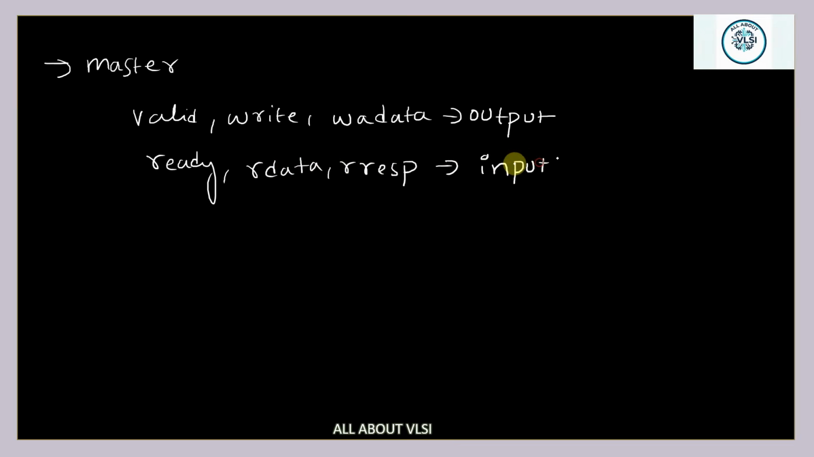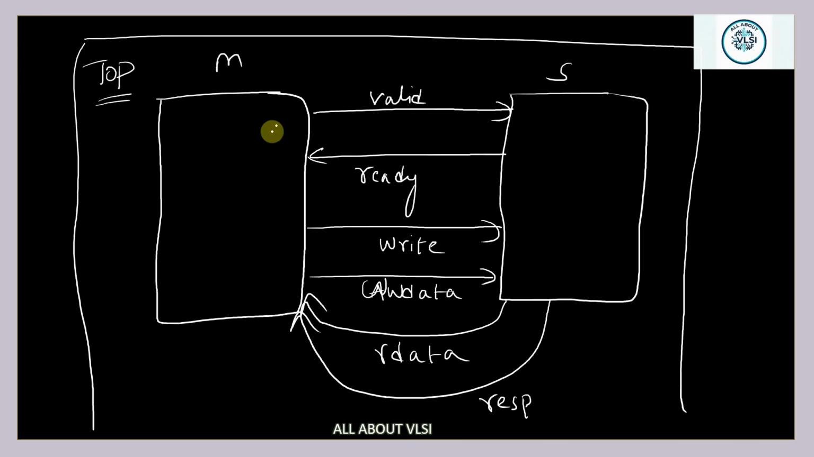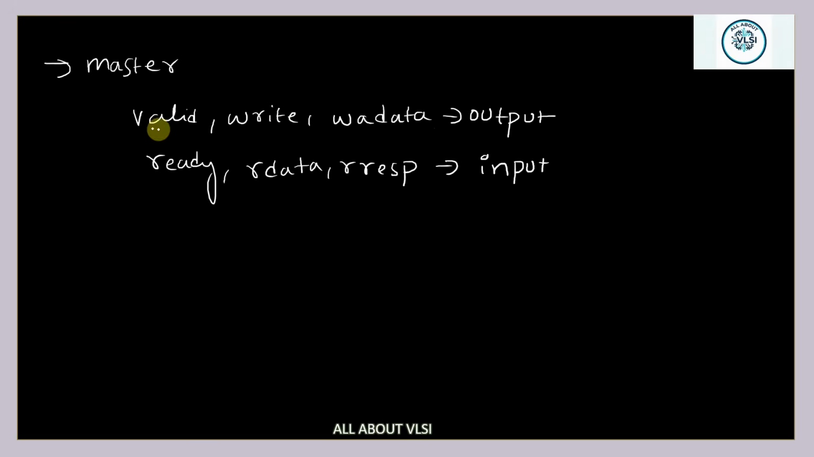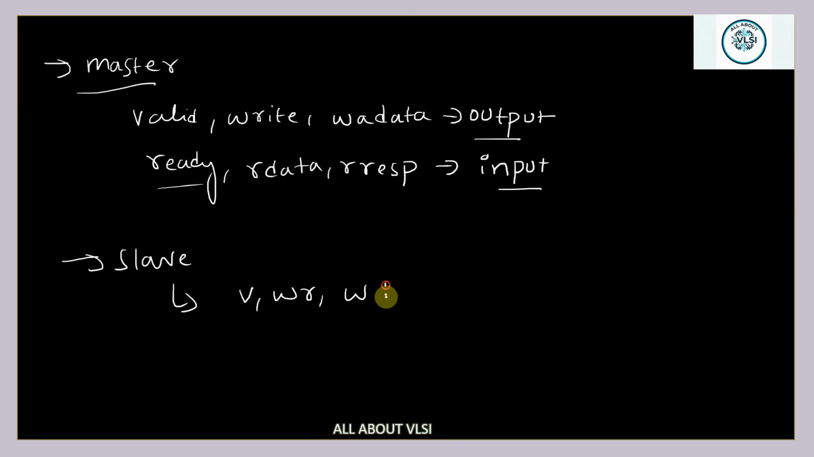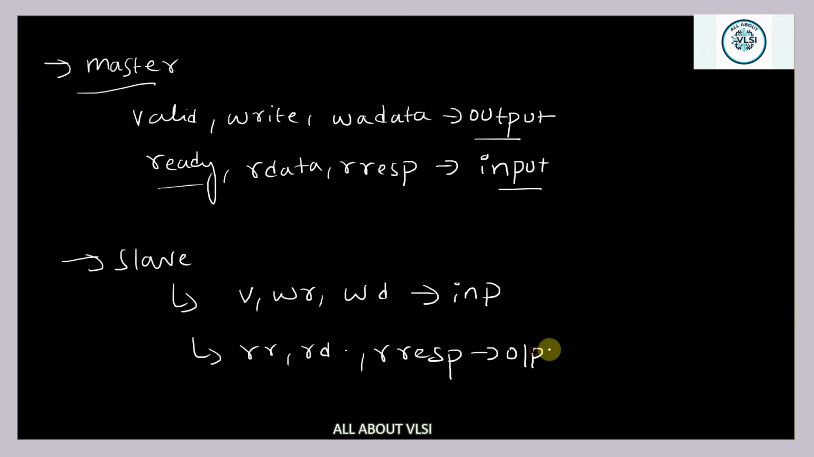What is the logic of the signals? We don't care, but I'm just giving an outline. If the master has these signals and the slave has these signals, to connect them you need to declare the signals in your master as output and the others as input. And in the slave, you need to declare the signals in the vice versa order. So valid signal, write signal, W data signal you need to declare as inputs, and ready signal, R data signal, response signal you need to declare as outputs inside your slave. And inside your top module, you need to declare these signals again.